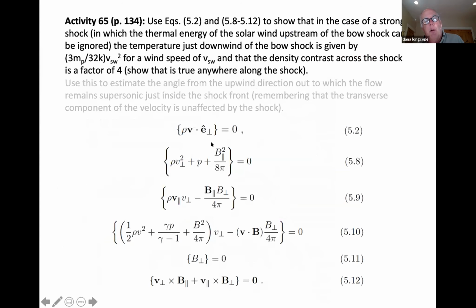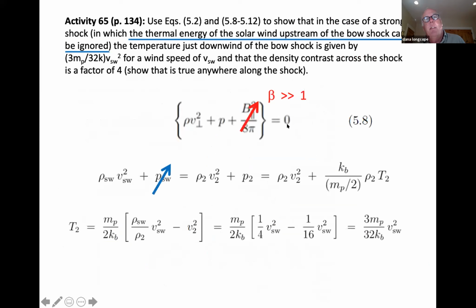And here are, from the Principles of Heliophysics, some of the important equations, but let me see if I can talk you through. One of the things they say is you can ignore beta and you can ignore the pressure of the solar wind. So this is what you get. The temperature downstream is just going to be related to the kinetic energy density, or the ram pressure, I should say, upstream.